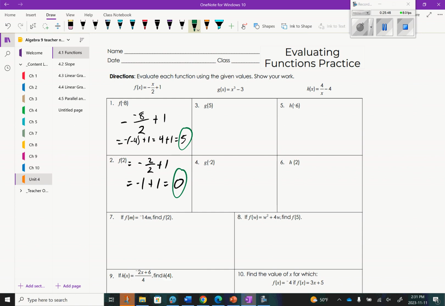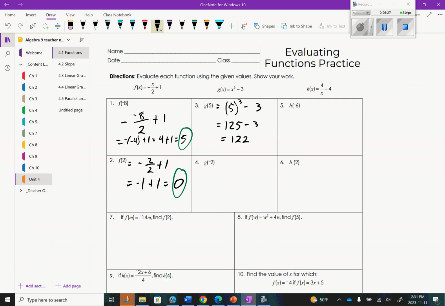Now for number 3, we're switching to a different function. This is f of, no, it's g of 5. So that means we're going to take 5 and substitute it not into the f of x function, but into the g of x function. So this says x cubed minus 3, so that now means 5 cubed minus 3. Now again, if you want to reach for your calculator here, 5 times 5 times 5 is 125. 125 minus 3 will knock that down to 122.